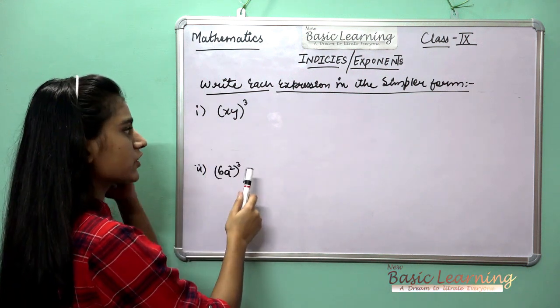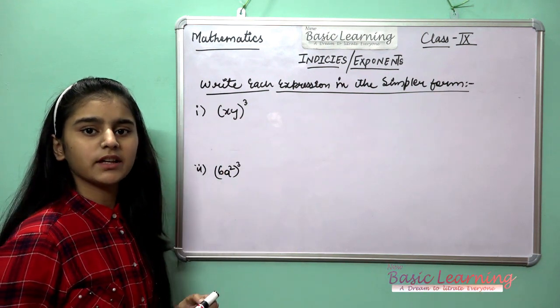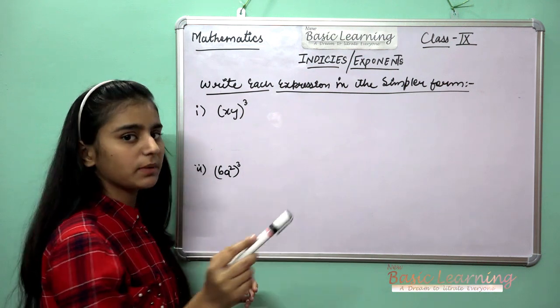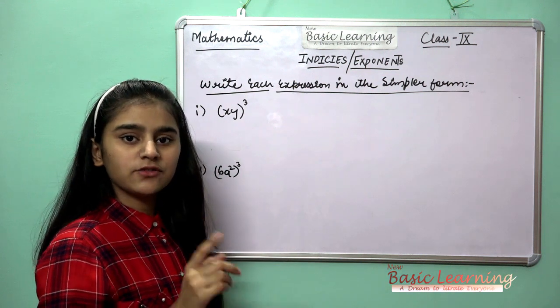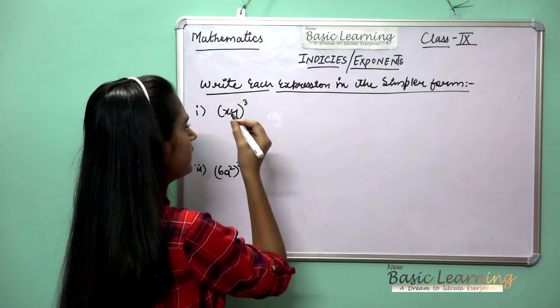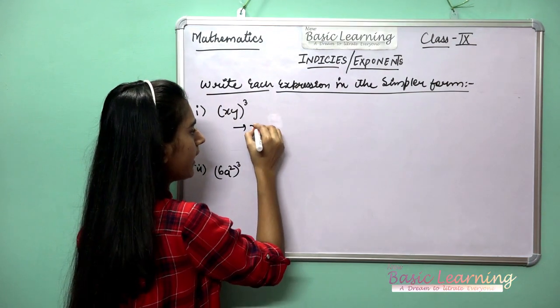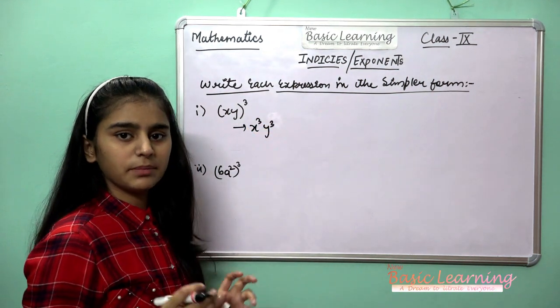I have taken one question that is (xy) to the power 3. In the first example for law 2, I took (xy) to the power n, if you remember. We write that as x to the power n and y to the power n when we open the bracket. So it is also the same. When we open the bracket, it will be x to the power 3 and y to the power 3. This was a so simple answer.